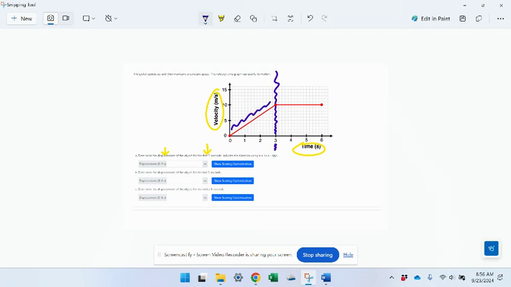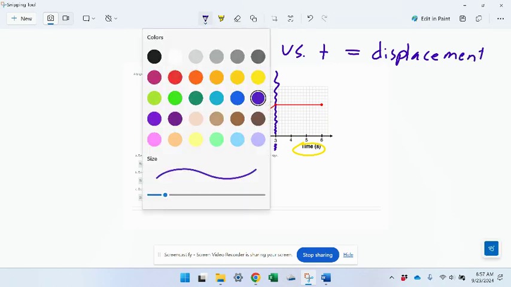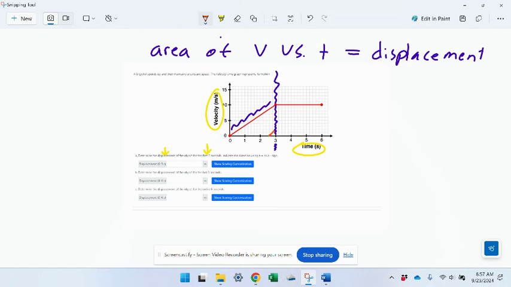And if you remember from your notes, if you don't have it, you definitely should write it down. We said that the area of a velocity versus time graph equals displacement. So here we've got to find the area of this area right here. To do that, we need to think about, well, how do you find the area of a triangle? Because this is a triangular shape, of course.